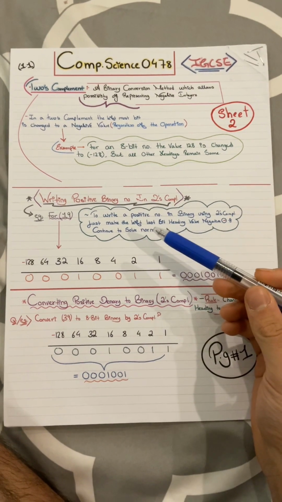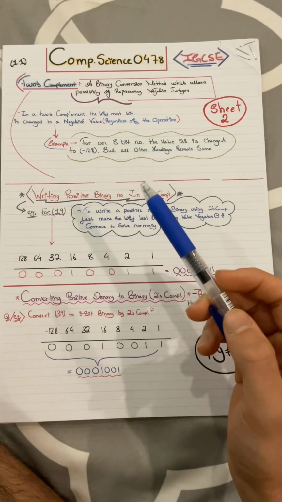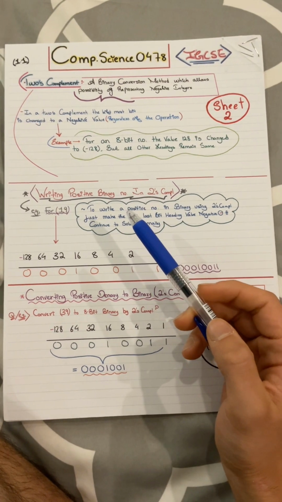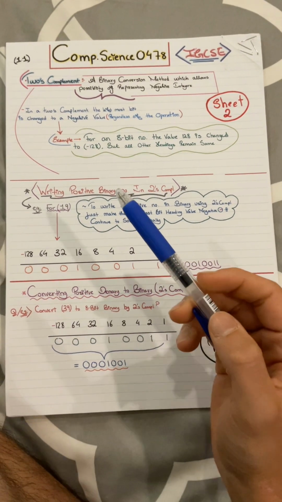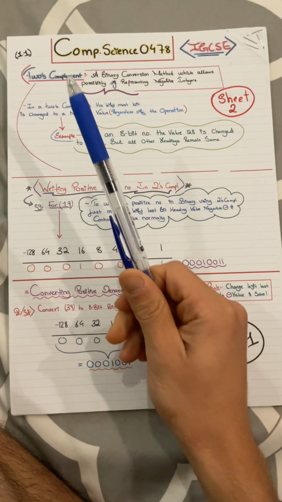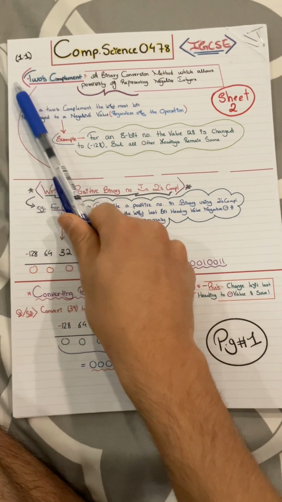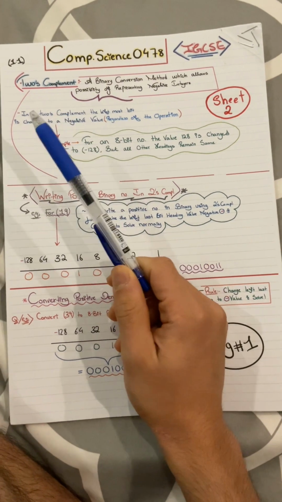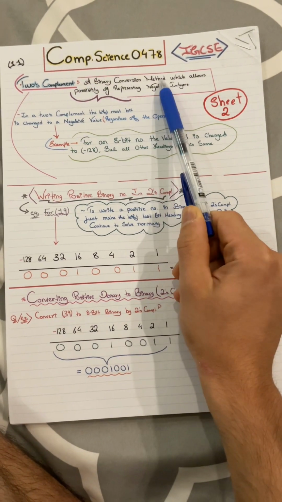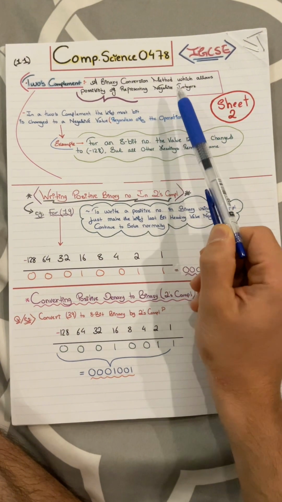In this video, we will complete lesson 1.1 and lesson 1.2 of Computer Science 0478 Cambridge IGCSE Chapter 1, Data Representation. Okay, so I want to start off by defining what is 2's complement, which is the last part of lesson 1.1. 2's complement is a binary conversion method which allows the possibility of representing negative integers.